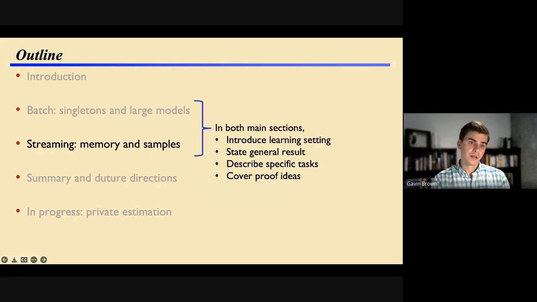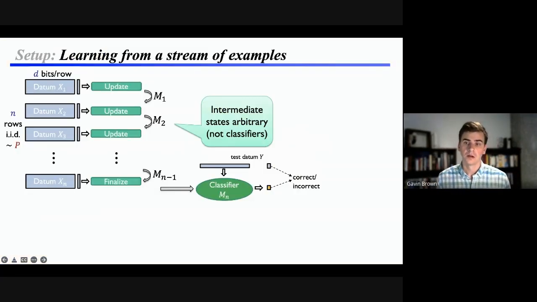Okay, so that's the end of the batch setting. We'll now talk about streaming, and again, we'll follow the same formula. We'll introduce the setting, give a general theorem, and then describe specific tasks that it applies to, and cover some ideas from the proof. Okay, so we want to deal with learners who work in the streaming setting, a setting such as stochastic gradient descent.